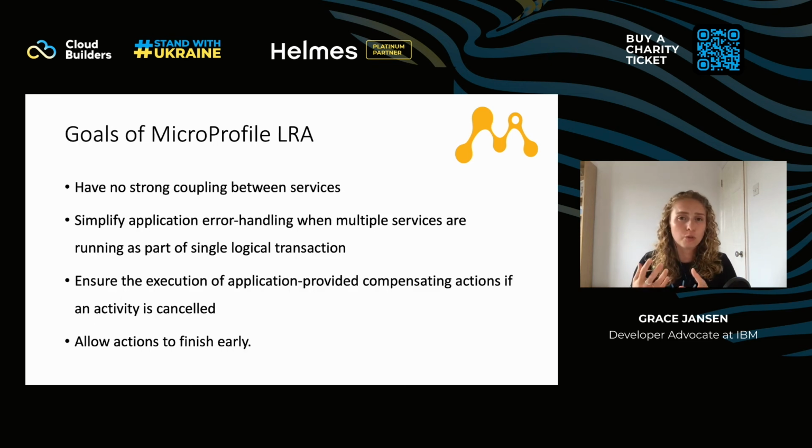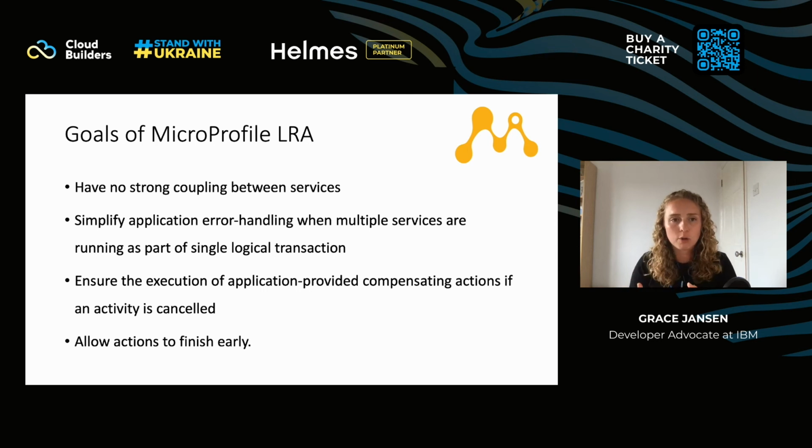The goals of creating this API was really to enable there to be no strong coupling between services, and to simplify application error handling when multiple services needed to be part of a single transaction. And it also allows actions to finish early and ensures the execution of application-provided compensating actions. So remember that forward strategy rather than using rollbacks. So really embracing those characteristics of Saga.